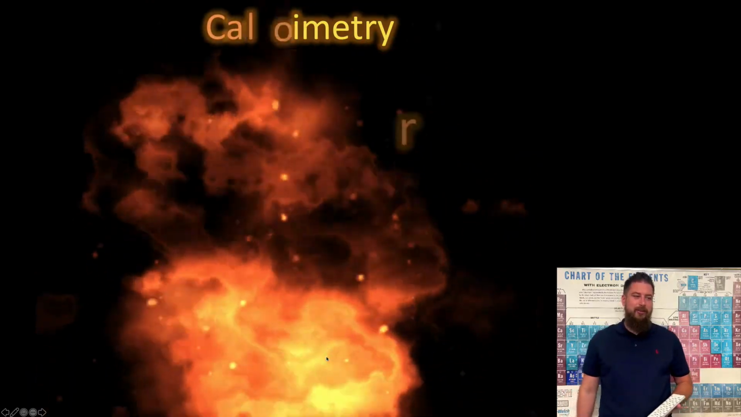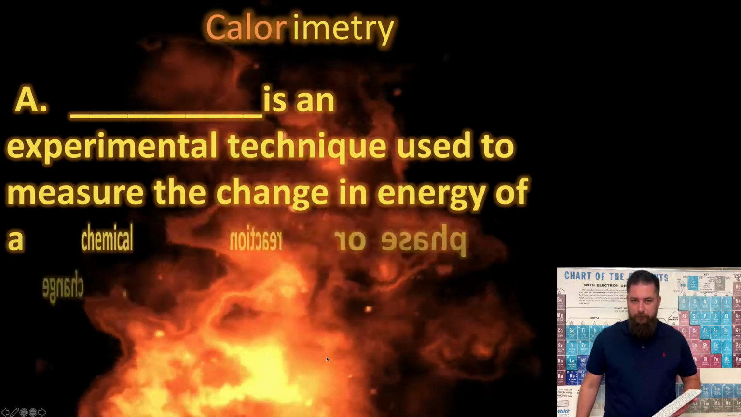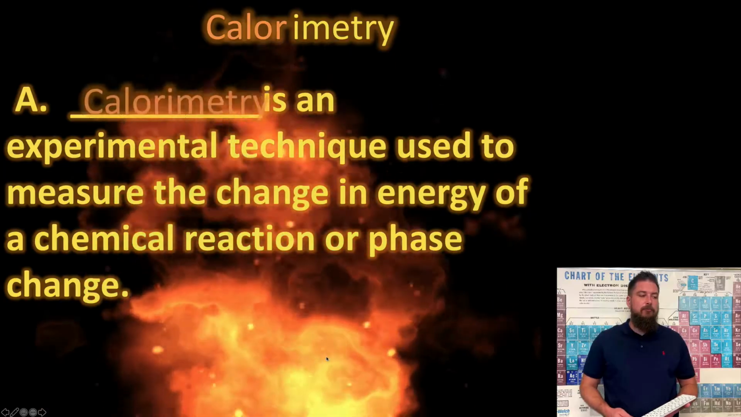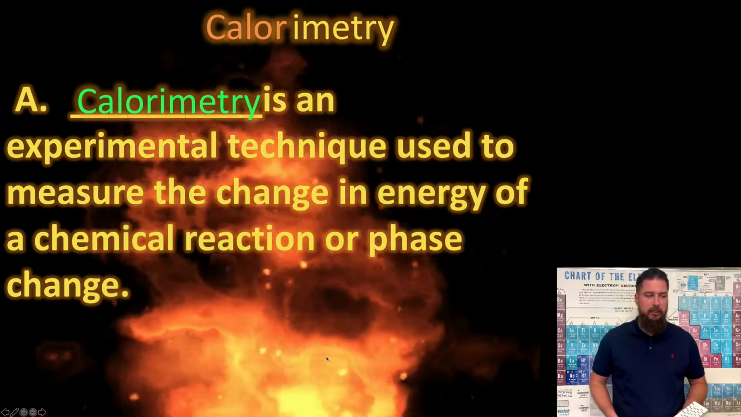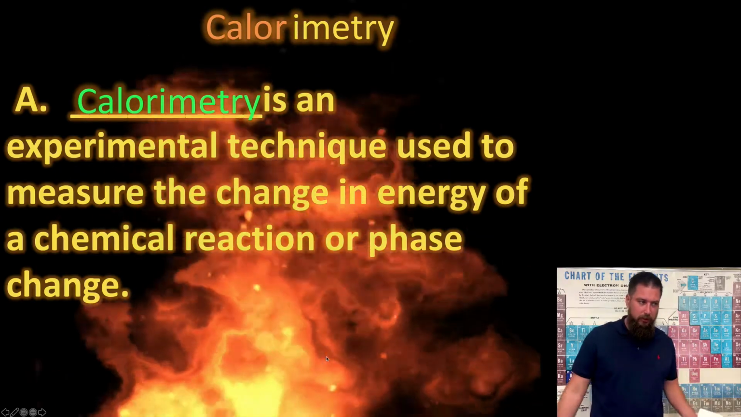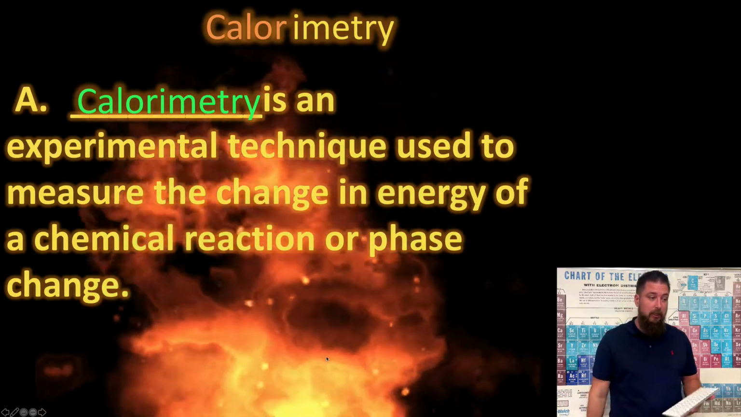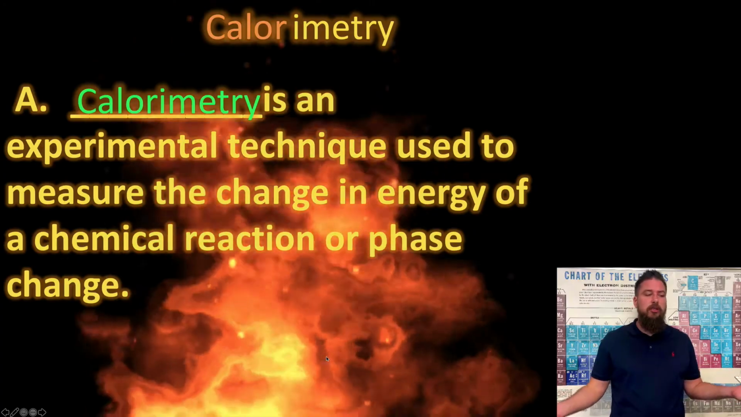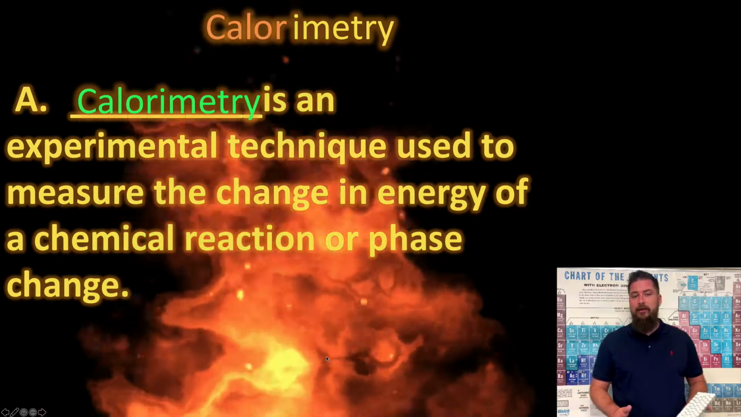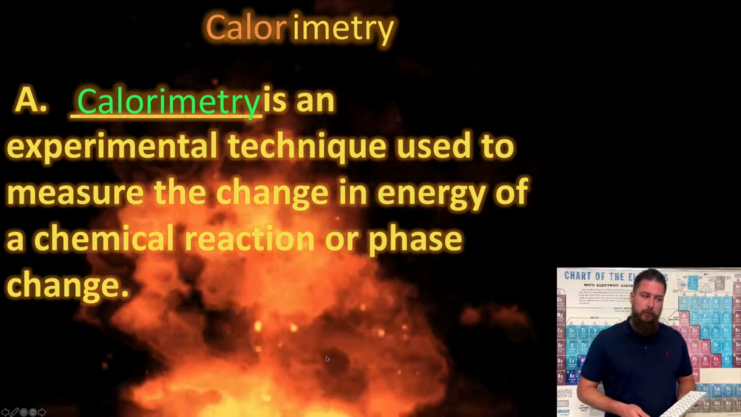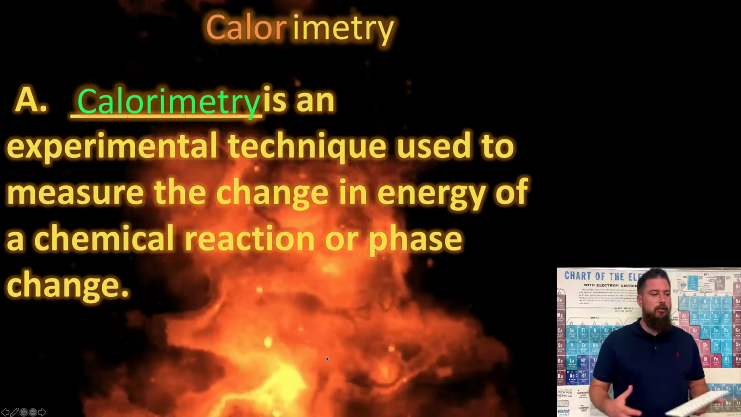All right, let's go ahead and talk about calorimetry and how we can use calorimetry to calculate the energy change within a system. Calorimetry is an experimental technique that is used to measure the change in energy of a chemical reaction or a phase change. You can do either of them, and we'll talk more about chemical reactions and energy change in the future.